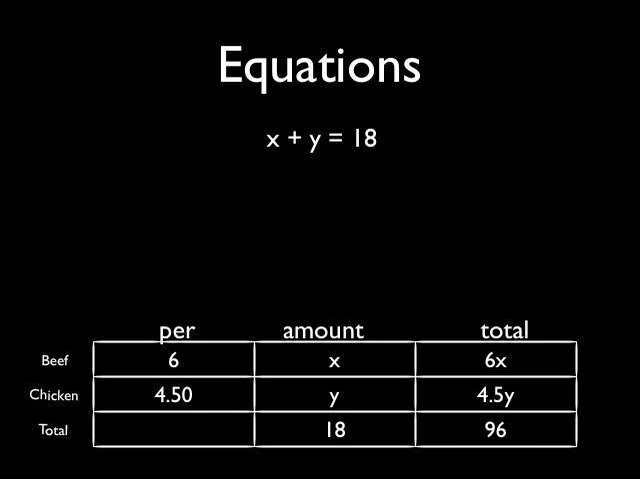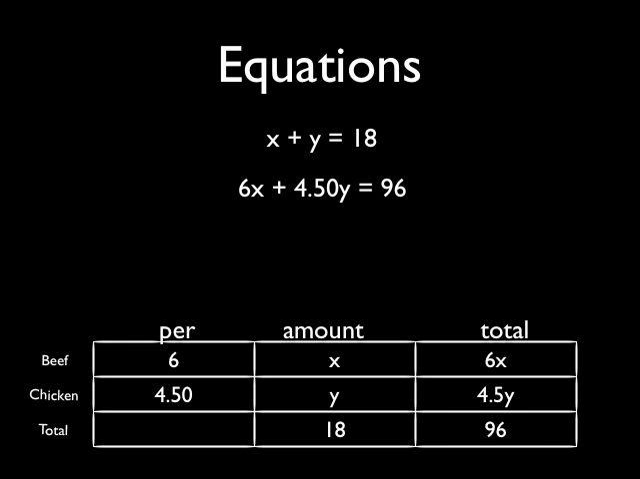My equations again will be X plus Y equals 18. Number of pounds of beef plus number of pounds of chicken equals 18 pounds. And then my second equation, the amount I spend on beef plus the amount I spend on chicken gives me my total amount spent. First third of the problem, get the chart filled in. Second third of the problem, get your equations. Don't try to jump to equations too quickly.